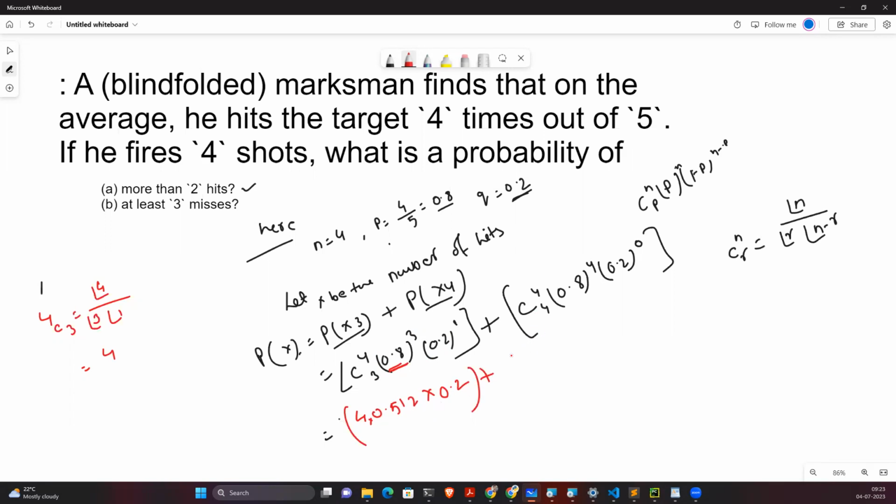4C4, what is that? 1. It will always be 1, right? Yes, it should be 1. And now 0.8 to the power 4, how much? Yeah, please, quick. Bring your calculator, sit with a calculator whenever we are doing a stats class. 0.4096. Okay. And 0.2 to the power 0 will always be 1. Now calculate these, guys.